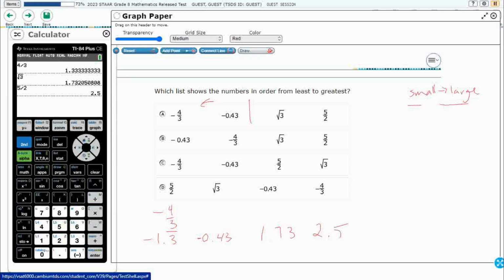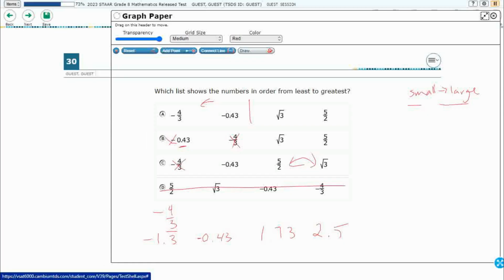Look at that. They give it to me from least to greatest. We know that it can't be D, right? Because it's got the two positives over on the left. And obviously this is larger than this right here. And C looks pretty good, they just flip-flop these two. So yeah, my answer is A.